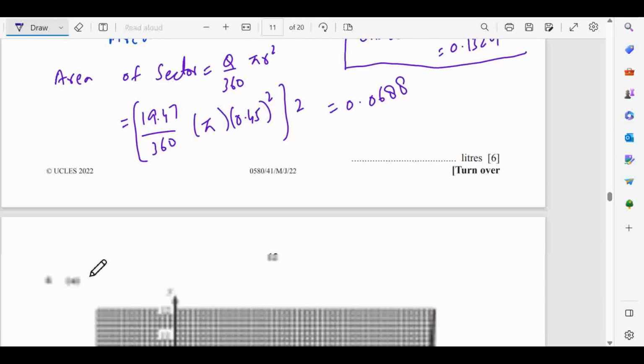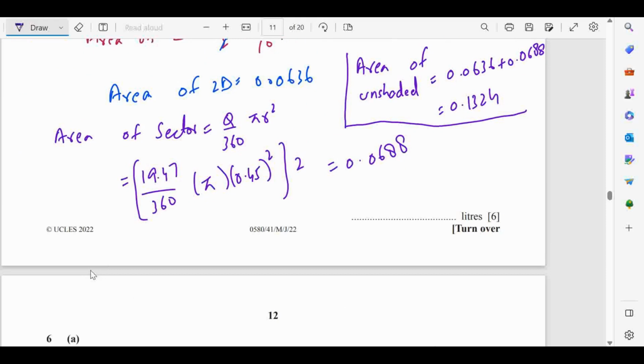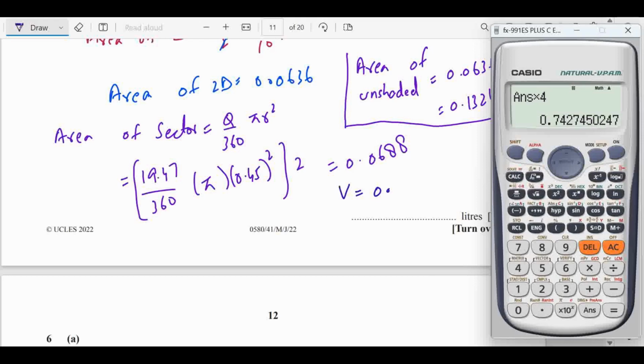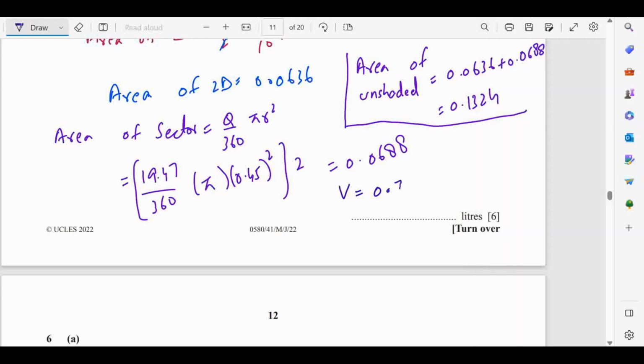Now this is the volume, so let me write it over here: volume is equal to 0.7427. This is the volume in cubic meters. As we know that 1 cubic meter is equal to 1000 liters, we have to multiply it by 1000, so this will become 742.7 liters. This will be the final answer.